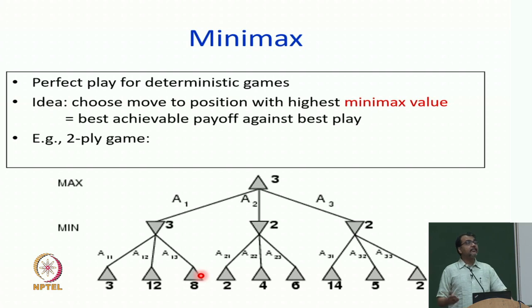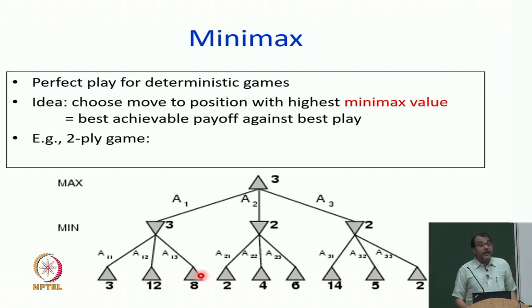Similarly, what is the utility of A2? When I take A2, what will my opponent do? A21, and the utility of A2 would be 2. And similarly, if I took A3, my opponent will take A23, and the utility of A3 would be 2. So, now what should I do at the top? Any confusion in this? I should do A1.